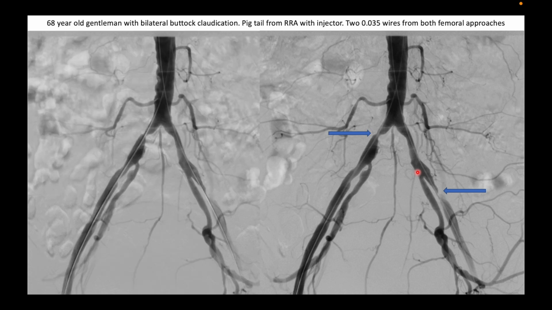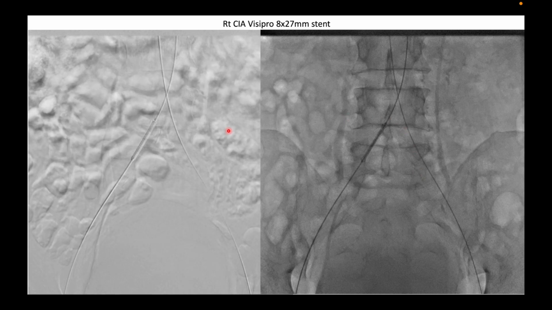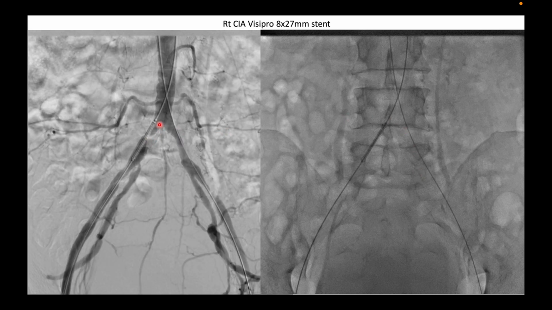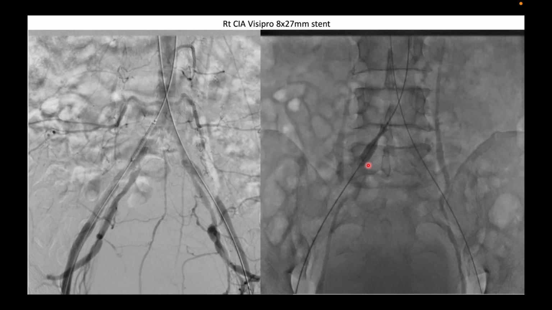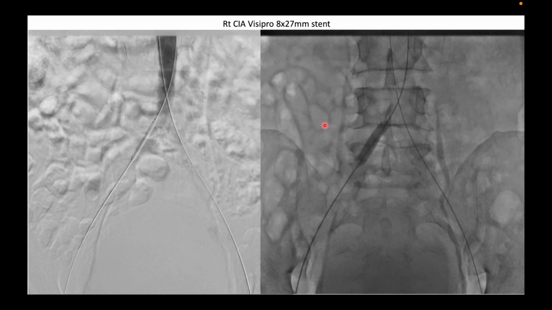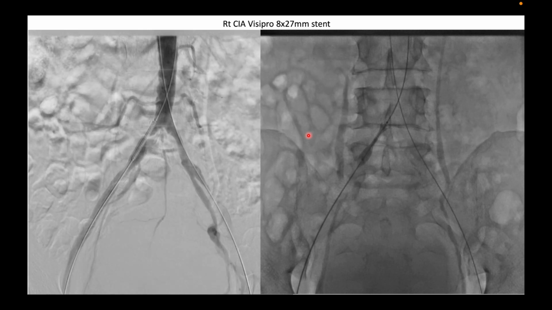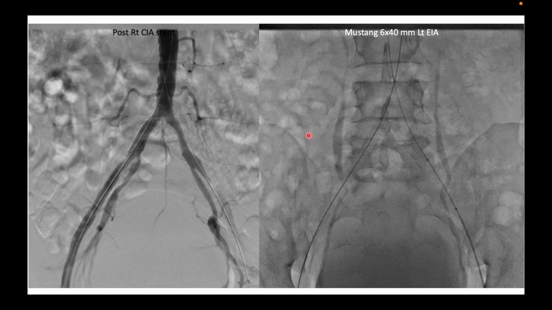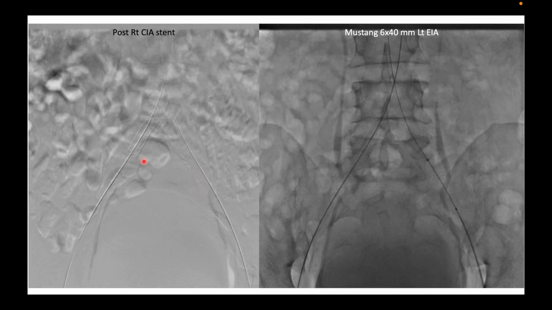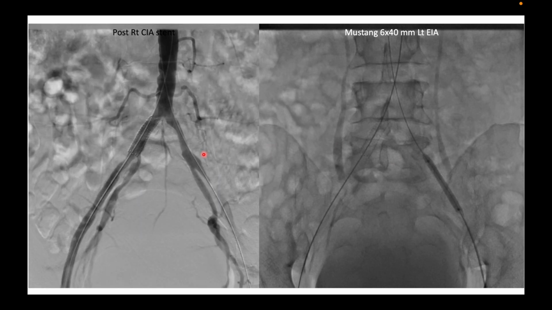So two 0.035 wires have been crossed both from the femoral approaches, and then this is the right common iliac artery which is being stented with VisiPro 8 by 27 millimeter stent from Medtronic. There you can see the stent being, this is a balloon mounted stent. So whenever you have to do precise placements, it's better to use a balloon mounted stent. There you can see we've sort of avoided gelling the internal iliac artery.